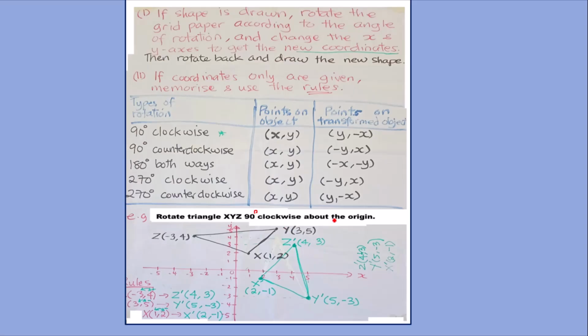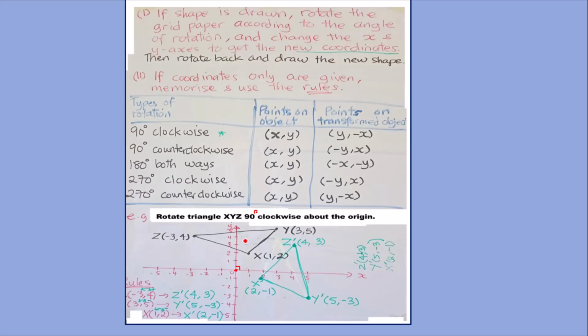Clockwise about the origin. This is the origin where the x and the y axis meet. So that means this will be the fixed point and we are going to rotate it 90 degrees clockwise. Now if you can remember back to when we learned about directions, we have this north line and then we have this east, south and west line, and from north to east the angle formed is 90 degrees.